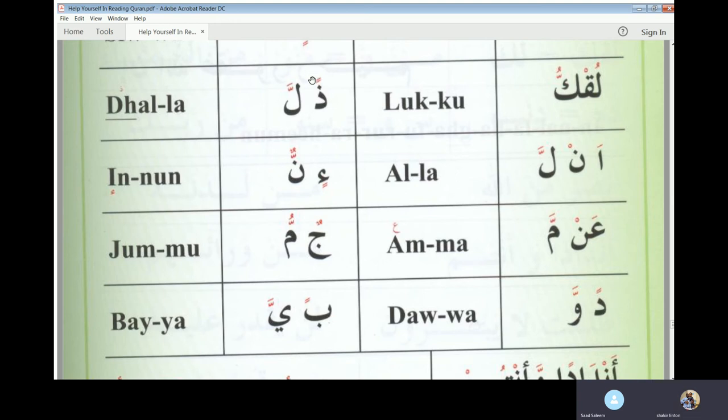Because of shadda, this tanween will change into fatha. Okay.